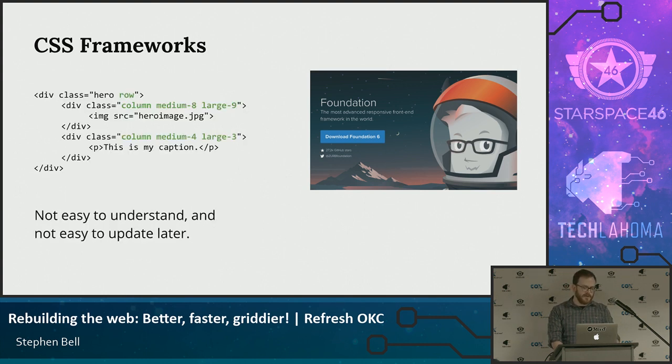So this is an example of what some Foundation code looks like. You're saying here's a row, here's a column within that row. When the screen is medium sized, it takes up 8 out of 12 columns. Like it all works, but it's not real easy to understand if you haven't done this before. And it's not separating the style information from the semantic information. This is putting style stuff into the page. That's why it's not great.